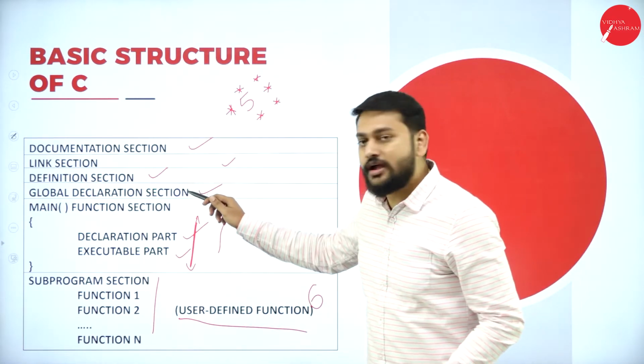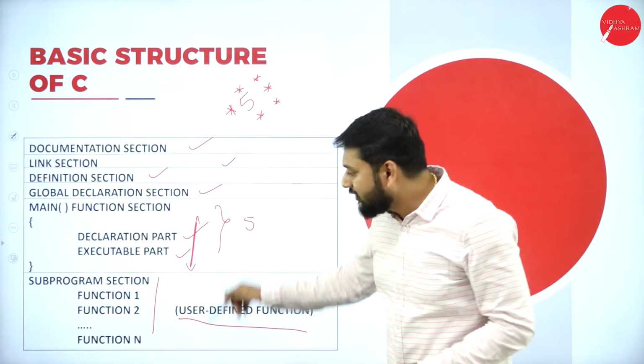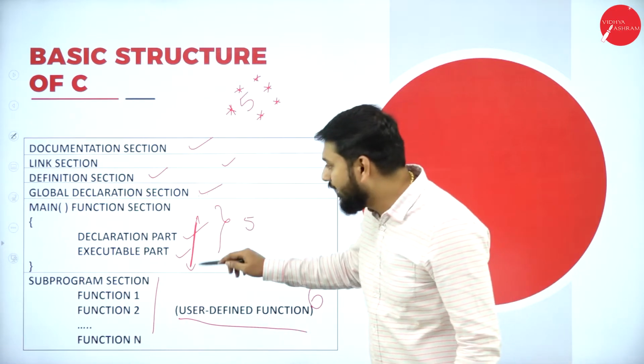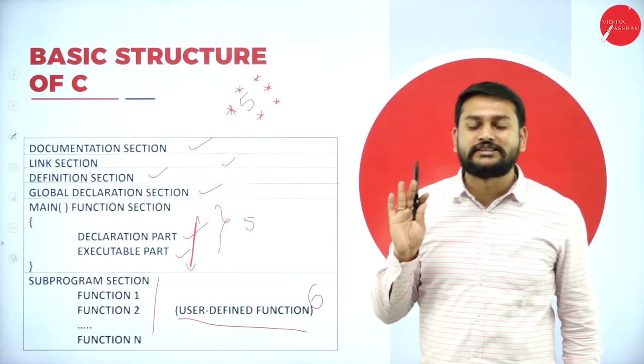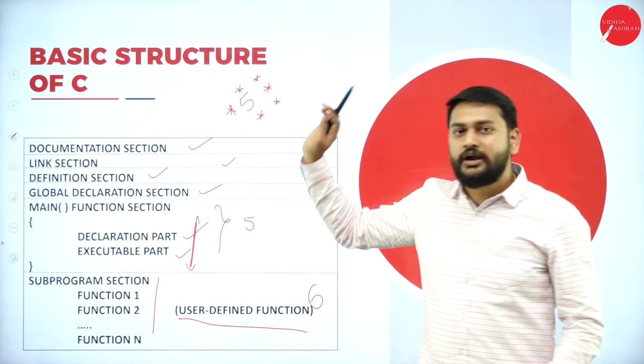Why is this a special place, sir? Because if you declare it here, you can access it anywhere in the program. But if you declare it here, you can access it only within the main function. That is what you need to understand. So fine, you understood the global declaration also.